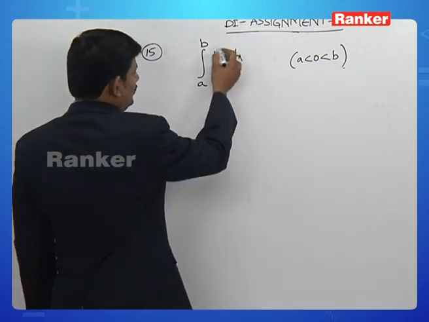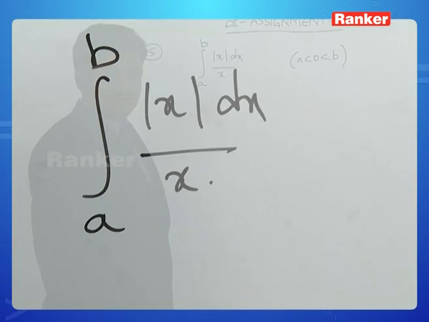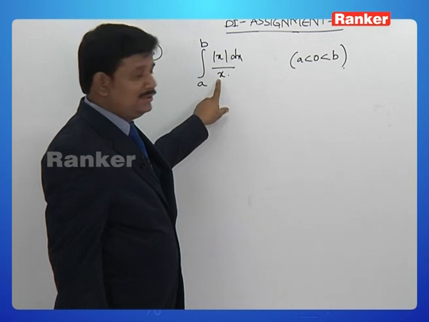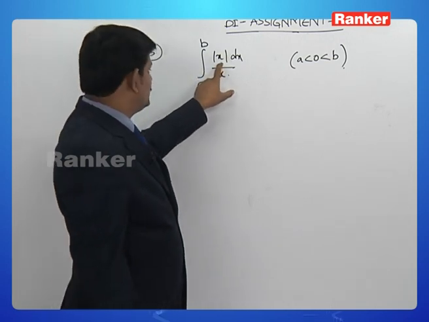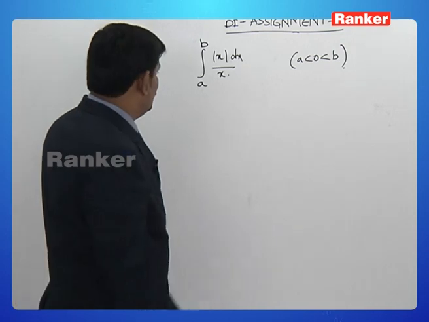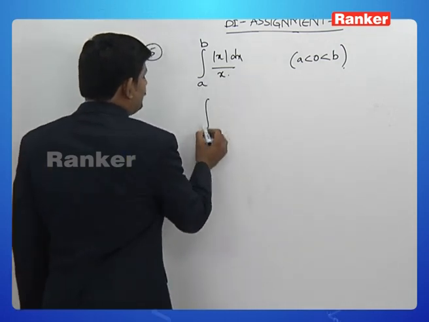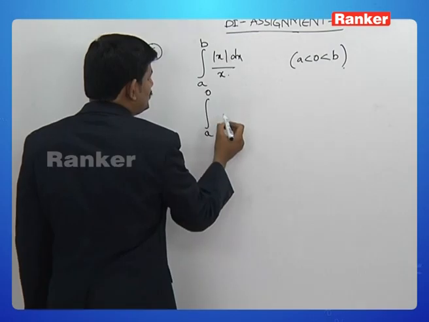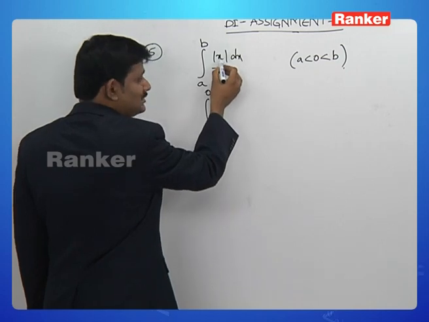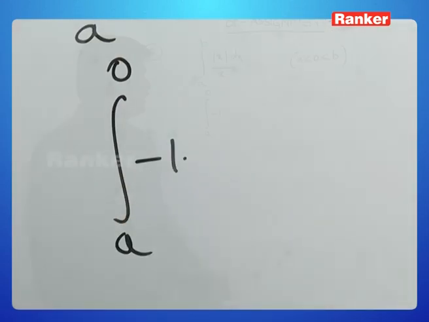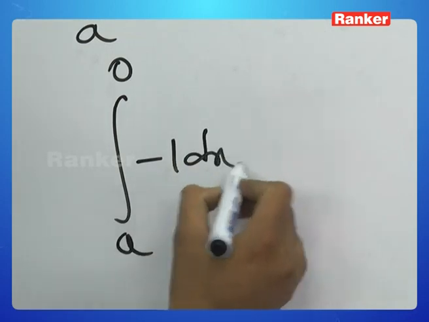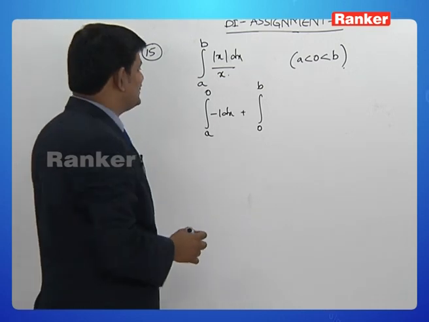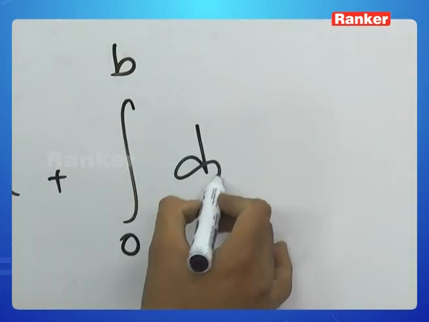To evaluate this, let us understand the function mod x by x. Mod x, if x is negative, is minus x, so mod x by x is minus 1, and if x is positive, mod x by x is 1. So, let us break this integral from a to 0 and then from 0 to b. From a to 0, mod x is minus x, so mod x by x is minus 1, plus from 0 to b, x is positive, so mod x is x, x by x is 1, dx.